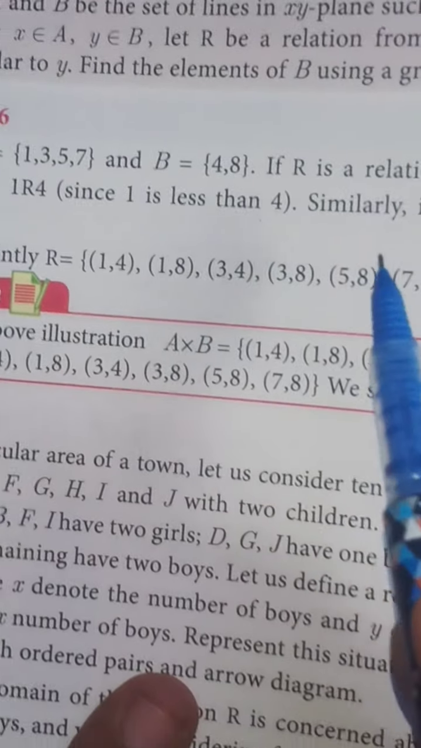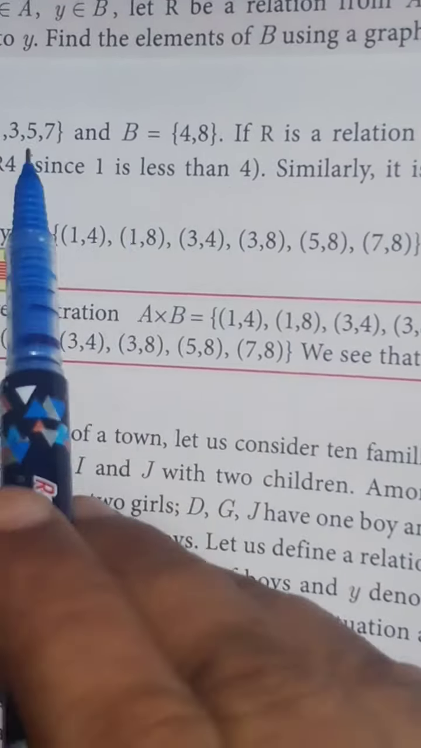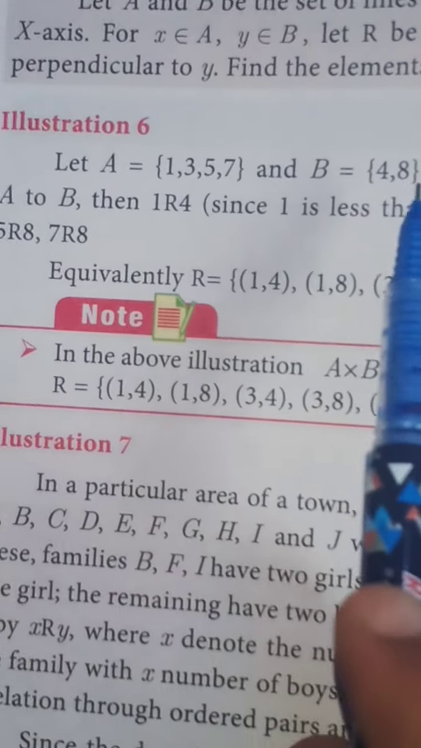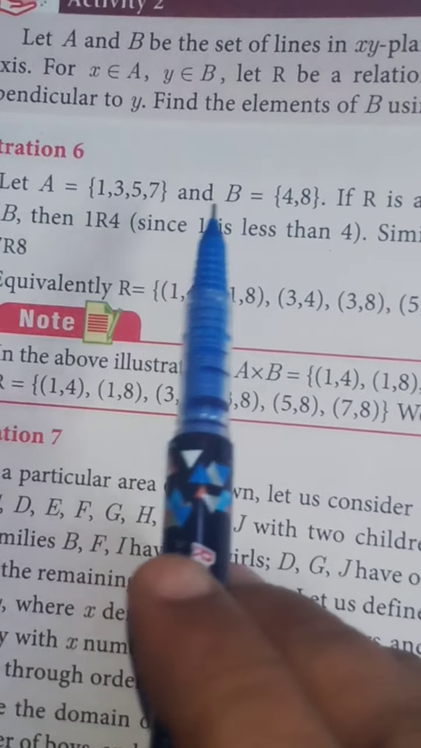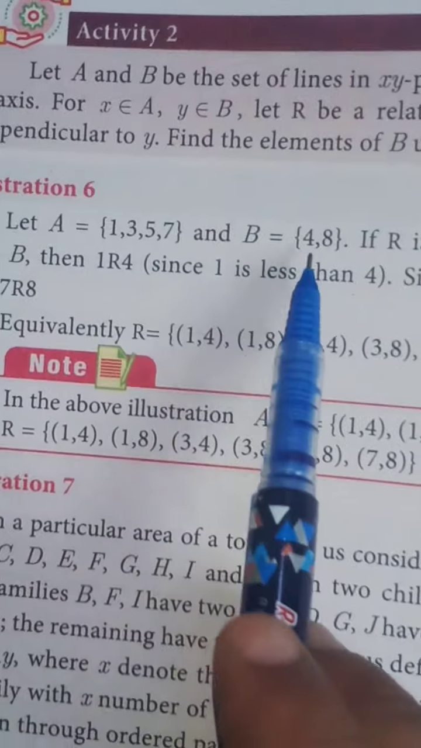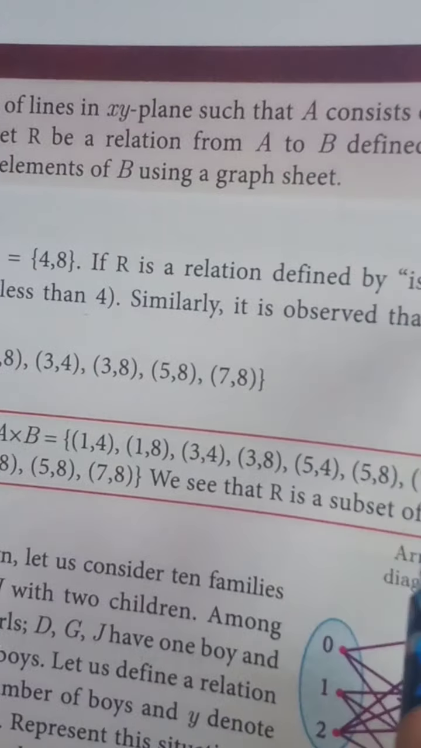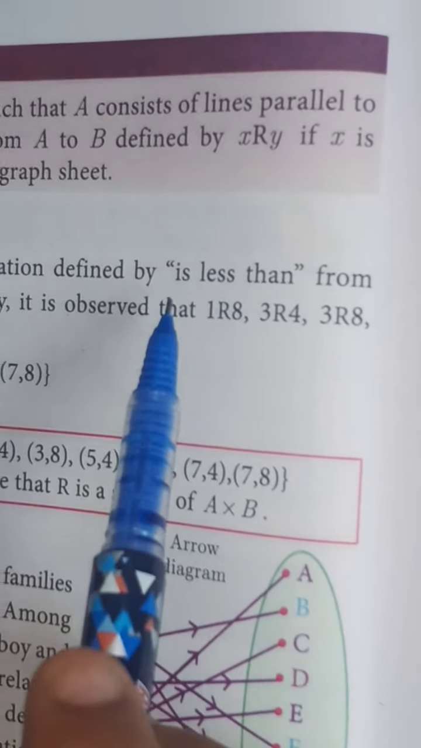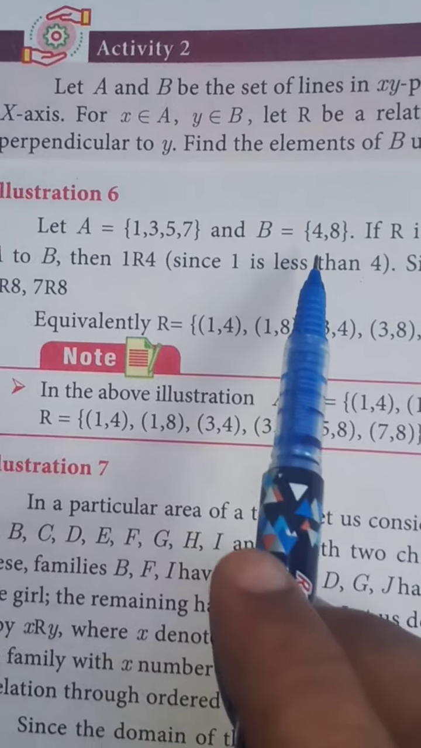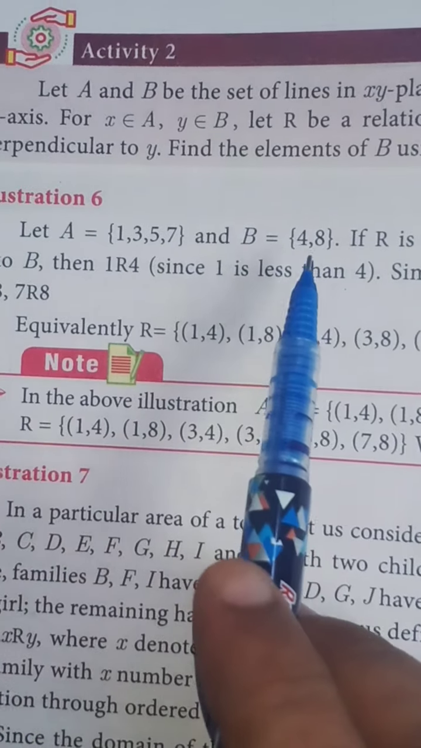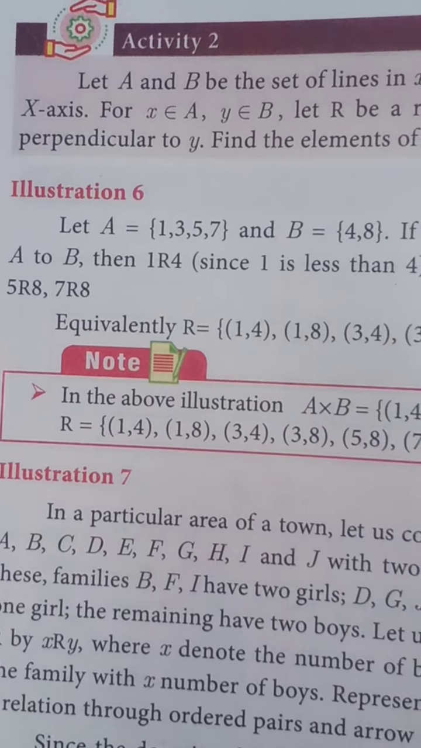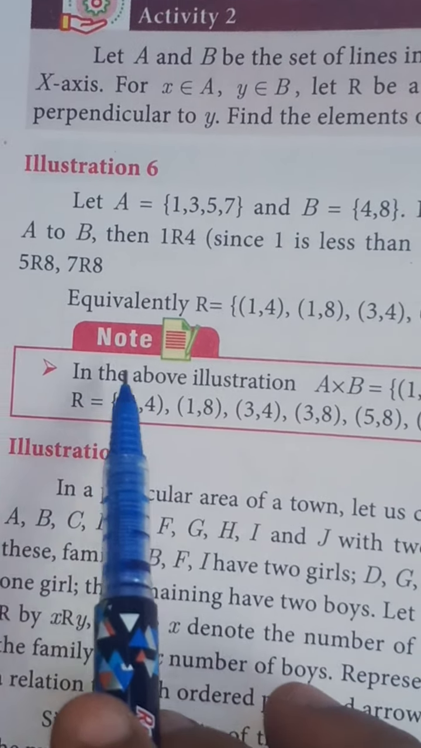You can ask me, sir, why don't you write (7, 4) and (7, 5)? Why don't you write (5, 4) also? If you write (7, 4), (5, 4), that condition won't be satisfied. What is the condition? Is less than. Suppose I am considering (5, 4). 5 is less than 4? No. 5 is greater than 4. So you are not supposed to take (5, 4). Understand? Now, this is very important note.